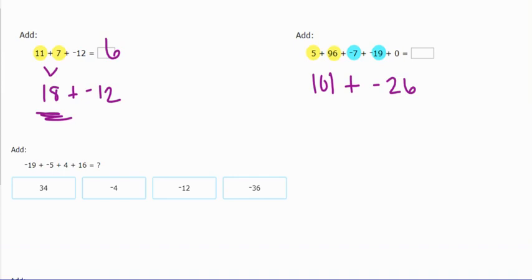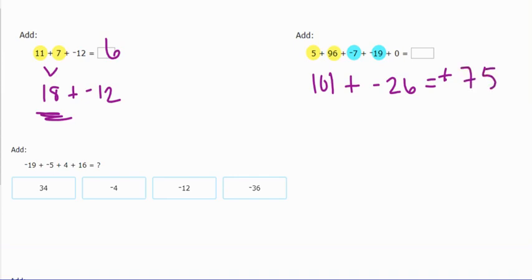So now you want to ask yourself, do I have more negatives or more positives? Right? And we definitely have more positives. So my answer is going to yield a positive answer. I'm putting the plus here just to emphasize that. On IXL or any tool, really, you don't have to emphasize the plus. You just have to make sure you enter your minus should it be negative. But 101 plus negative 26, I have 75 more positives.